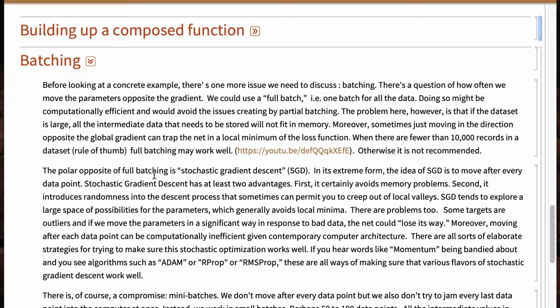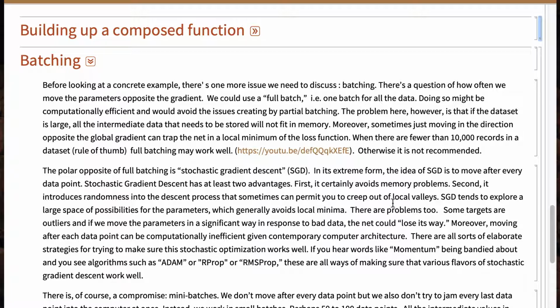And the polar opposite of full batching is what's called stochastic gradient descent, often abbreviated as SGD. And here, we sure avoid memory problems. We just move after every point. So that's good. Moreover, sometimes you have weird fits of the data, and so your computation of the gradients is going to be kind of weird, but that's good because it could get you out of local valleys. Remember, sometimes we might want to move in the wrong direction to get out of the valley. So stochastic gradient descent tends to explore a large space of possibilities for the parameters.